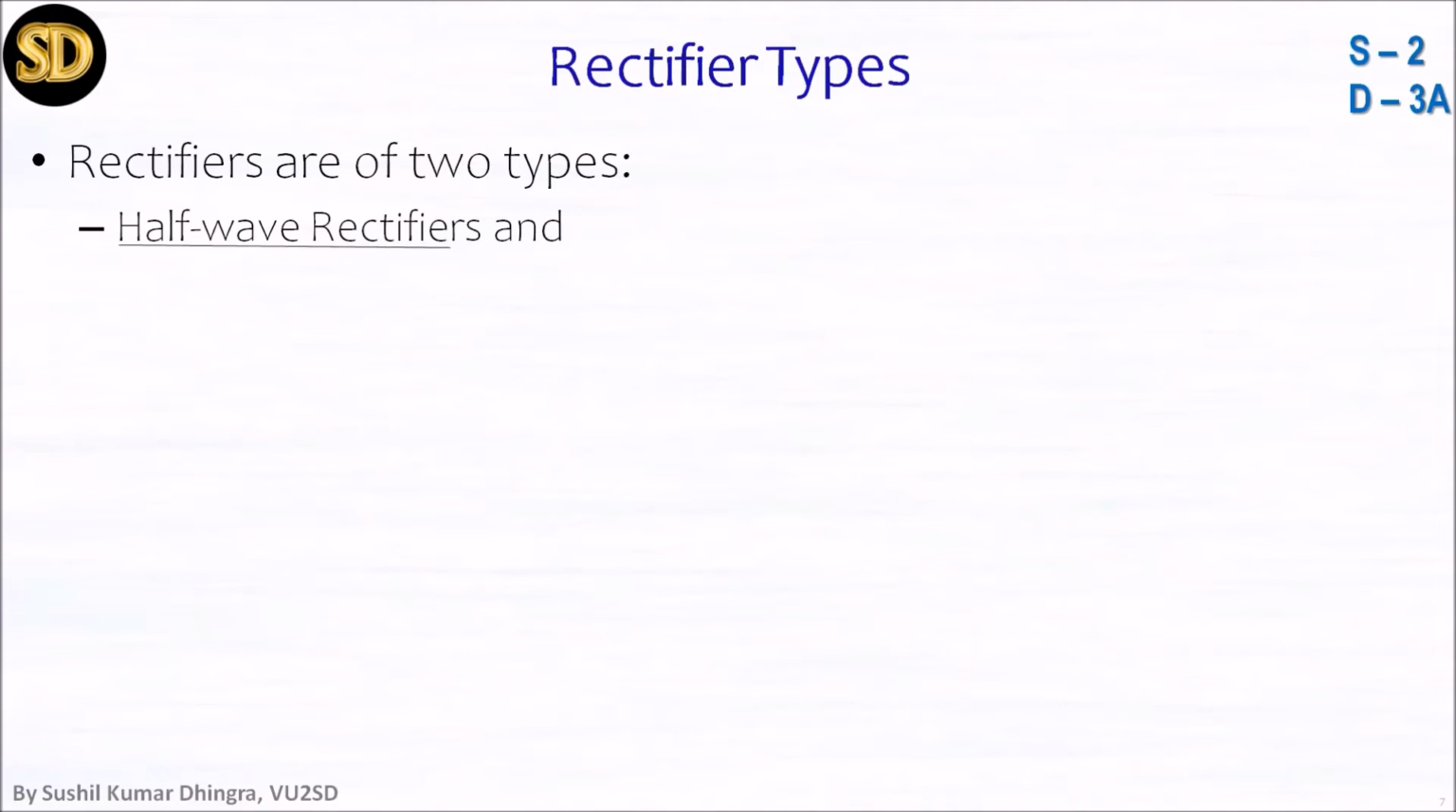Coming to the next, rectifier types. Rectifiers are of two types. Half wave rectifier, as I am already discussing today, and full wave rectifier, which is of two types.